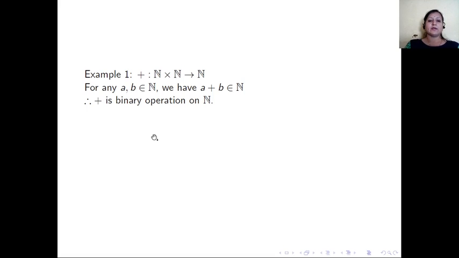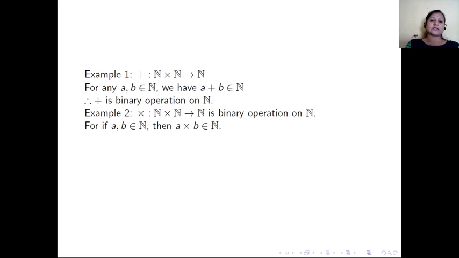Let us see the example. First, consider the first operation, that is addition, defined on set of natural numbers. So consider addition is a function from N cross N to N. Then for any two elements a, b belongs to N, we have a plus b belongs to N. That means the addition of two natural numbers is again a natural number. Therefore, addition is closed operation on N. Hence, addition is a binary operation on N.